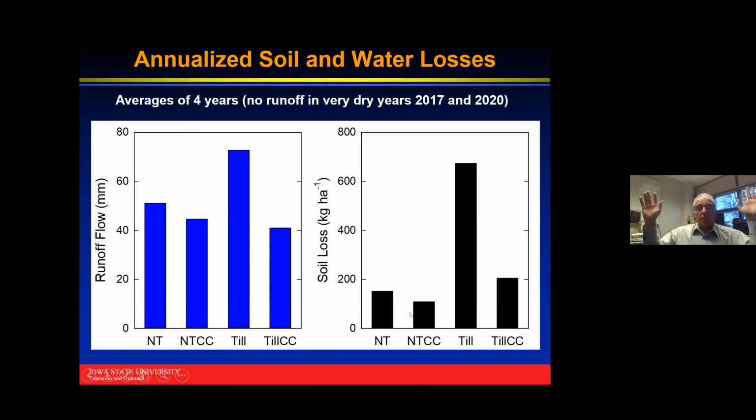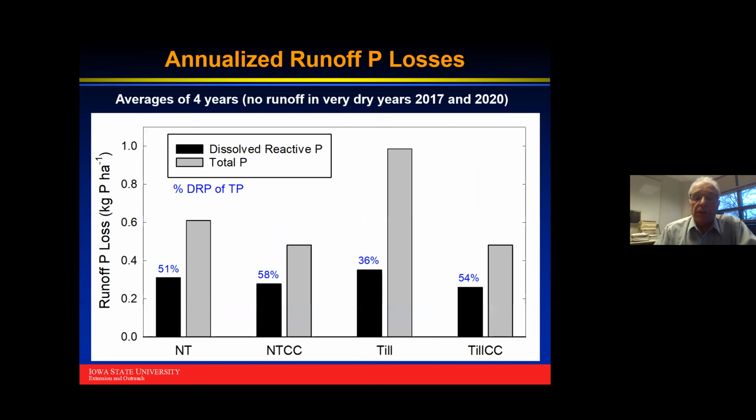Again, we can talk a lot about this. We did not have the 2 crops each year here. So we have a confounding effect of the year with the residue. But this is what we found on average.